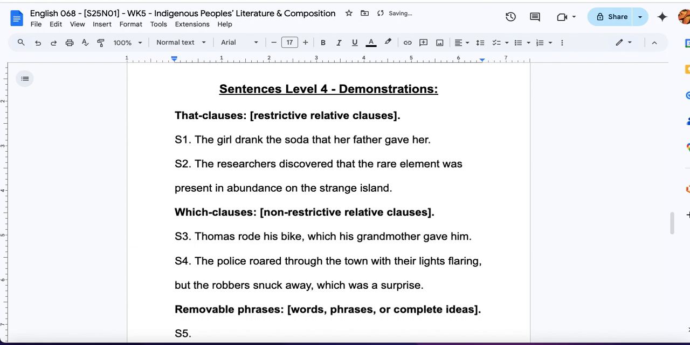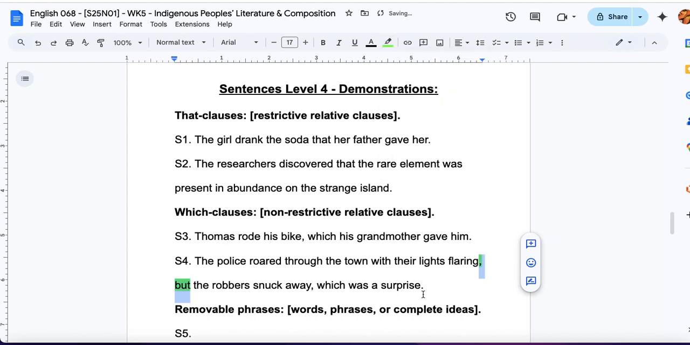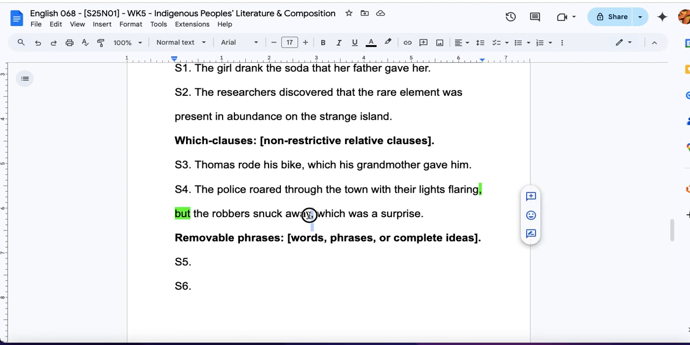As I've mentioned in the other video time and again, you can actually add these types of additional clauses to any of our sentence structures. So here, I chose to add a second clause. I'll just mark it with a little color change there. So the police roared through the town with their lights flaring, comma, but the robbers snuck away, which was a surprise. So again, we've started it with a comma. That's the correct use. And yeah, excellent.